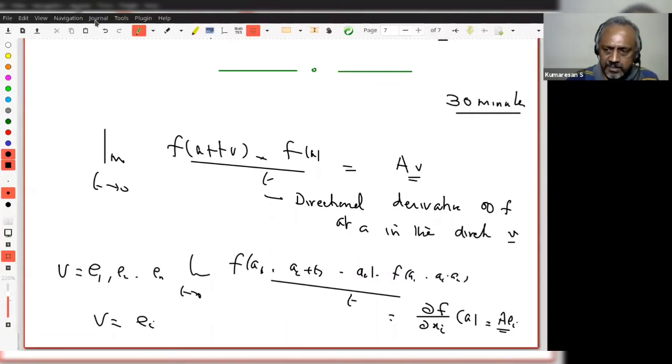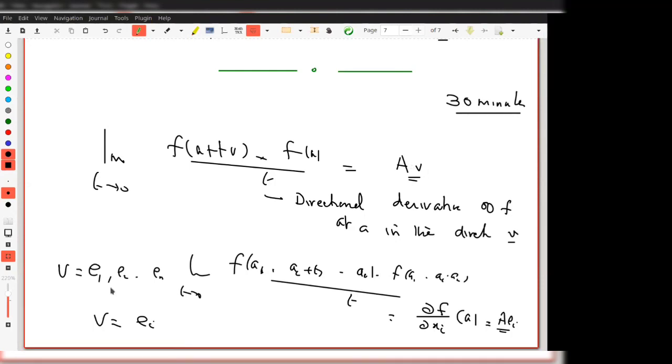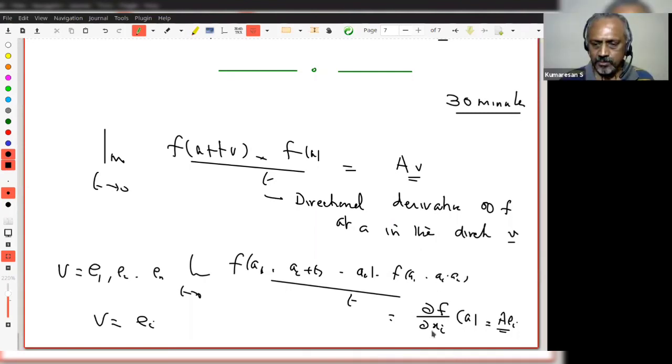Do you understand this? This is very crucial for what I am going to say now. How many of you understand? Okay, I am specializing v to ei, one of the coordinate directions. Therefore, I am going to get the partial derivatives. But do I know the partial derivatives at A? Yes. It is the linear map A acting on ei. Please say yes if you follow.